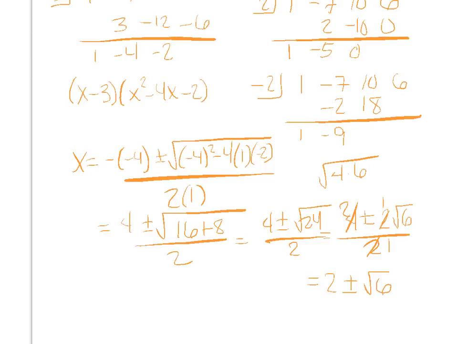Okay, that's two answers, right? That's 2 plus the square root of 6, and that's 2 minus the square root of 6. So there's two answers, and then we found that x equals 3 is another answer, so there's our three answers, our 3 zeros for this.